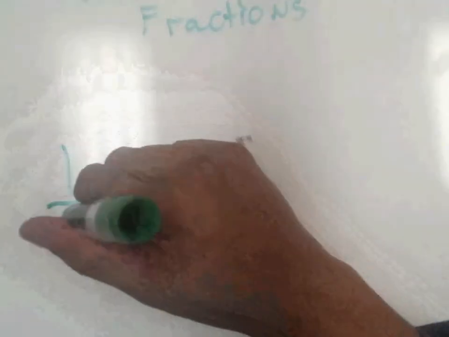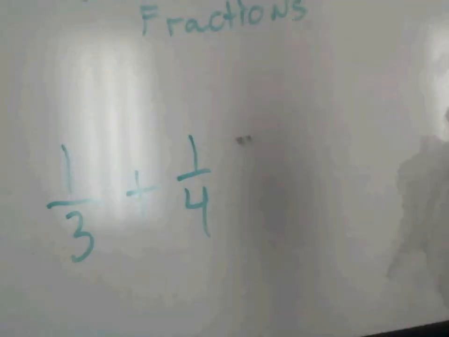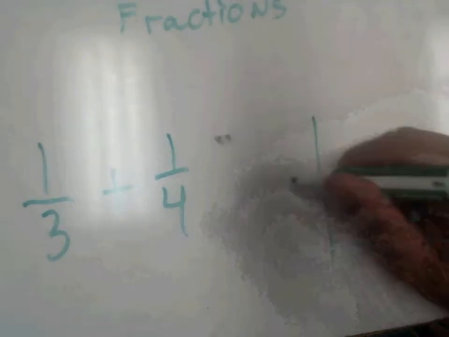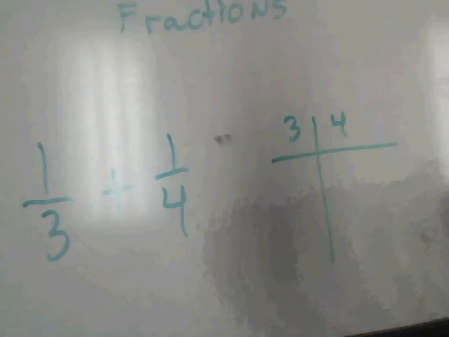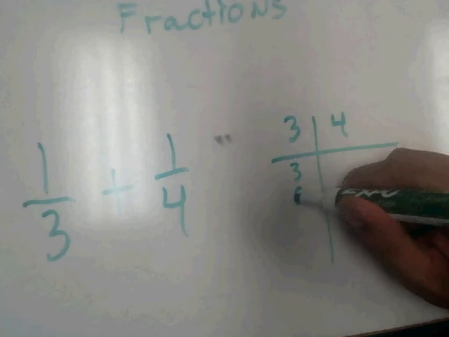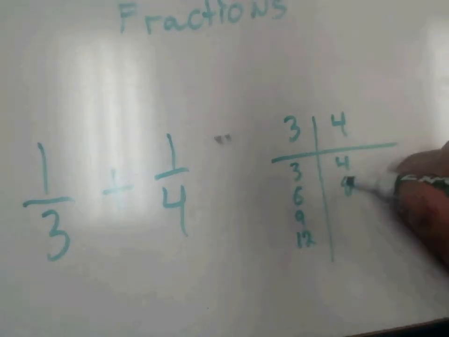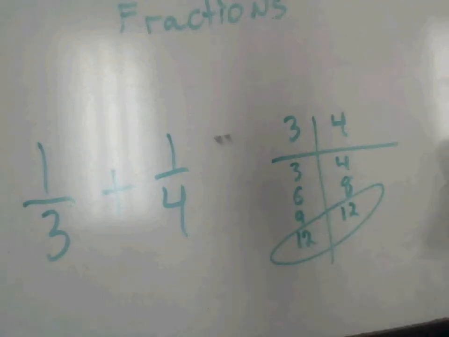So if we have a fraction like 1/3 plus 1/4, in order to add our fractions, our denominators have to be the same. So what we have to do is find the least common denominator. The easiest way to do that is to create a t-chart, put your denominators in the t-chart, and then just run down the multiples of those denominators. So 3, 6, 9, 12, 4, 8, 12. So we see that both of them have a common denominator of 12.